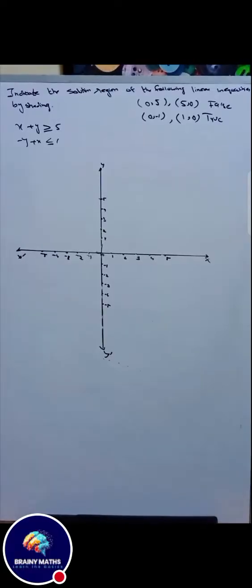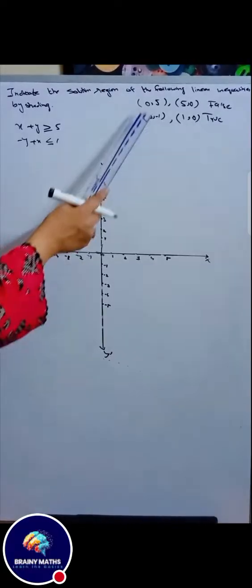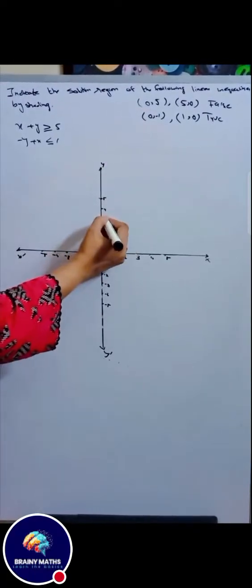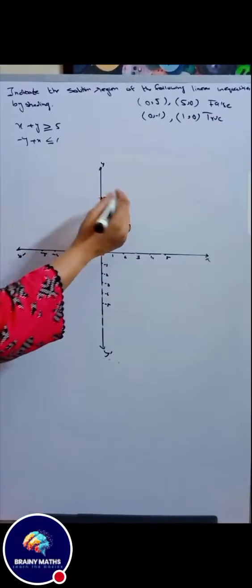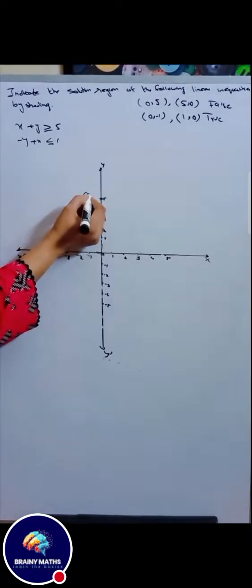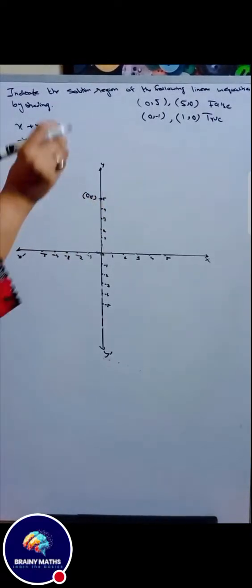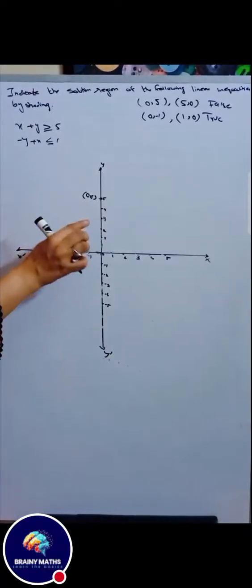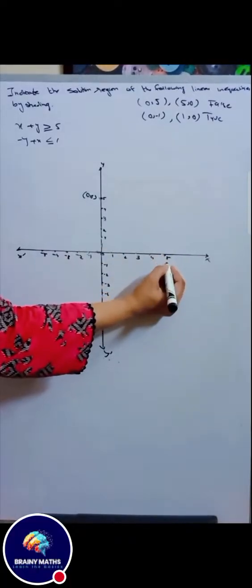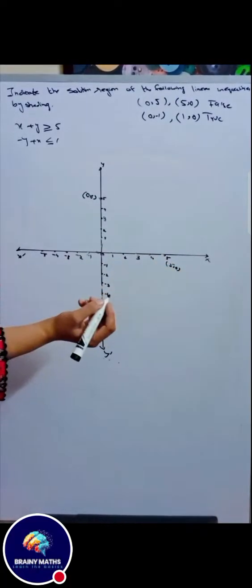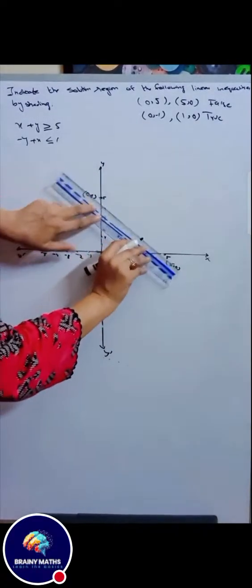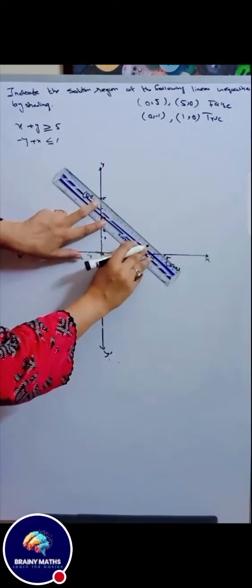Now let's start. The first ordered pair was (0, 5): x is 0, y is 5. I'm marking it here, and you can write 0 and 5 for convenience. You must write it like that. Now x is 5, y is 0, so it must be here, and you call it point (5, 0). Clear? Next, we have to join these two points, as you can see.